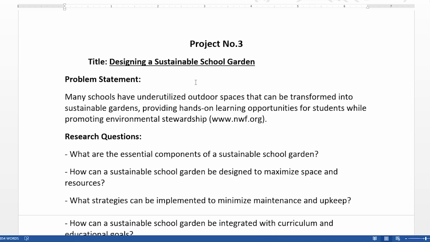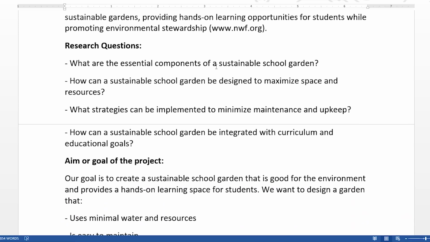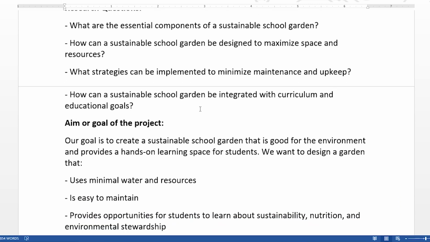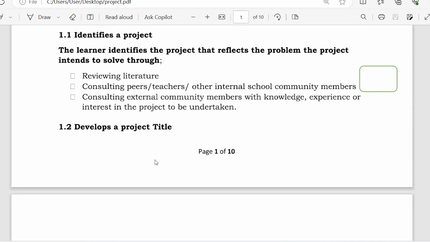This is closely linked to the theme. And there is a reference here, meaning this learner has done a literature review and therefore qualifies to be scored. And then there are questions here: what are the essential components of a sustainable school garden, how can a sustainable school garden be designed and then implemented, and so on. That is the first step. In doing that, the learner may consult peers within or even those outside. Based on what you notice, you will score the learner.